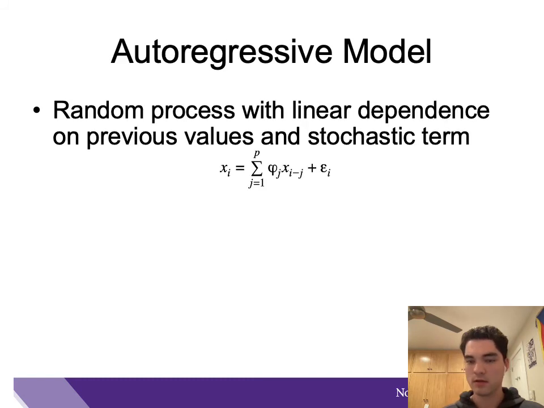fuzzy algorithm. The last DBN I will go over is the autoregressive model, or AR model. The AR model represents a random process that has linear dependence on previous values and a stochastic term, shown at the end of the model equation.